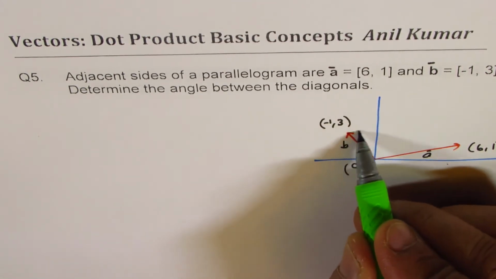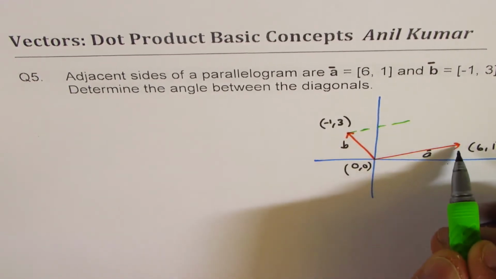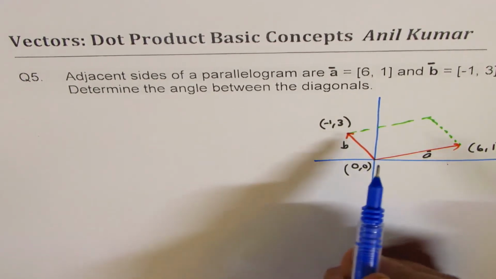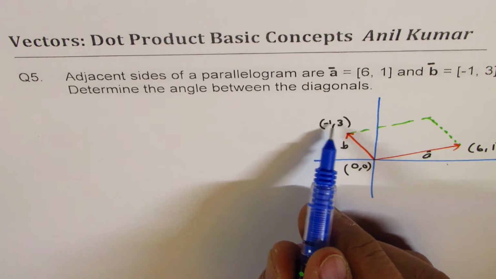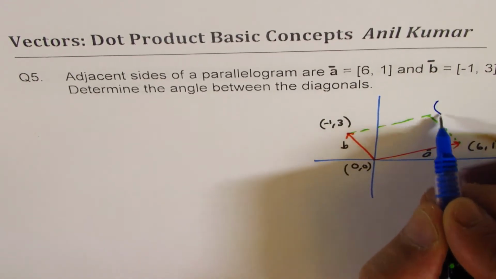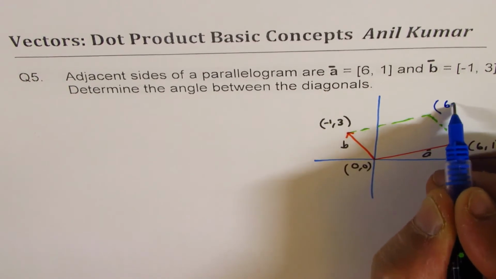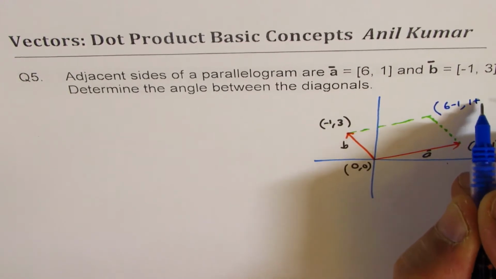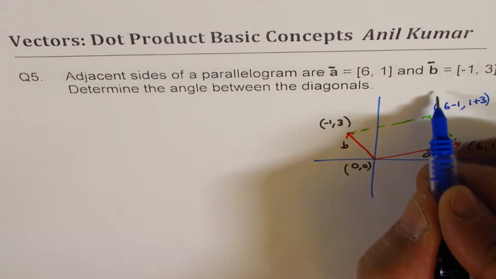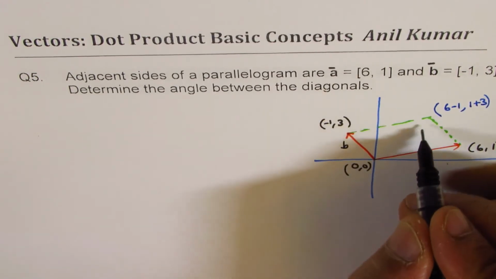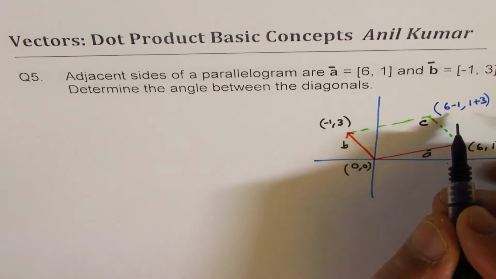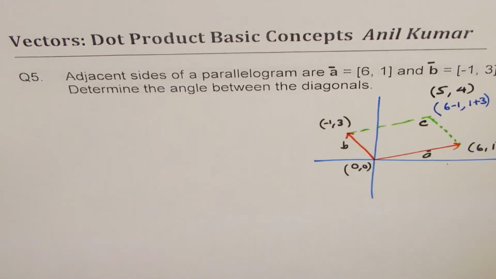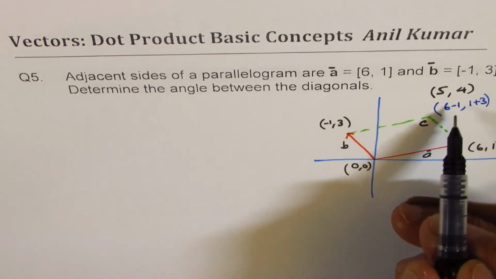We need to find one more, right? So we can just complete this parallelogram. As you can see from here, from 0, 0, we have to go minus 1, 3. That means we'll do minus 1 of 6, so 6 minus 1. And 0 to 3 means add 3, so we'll do 1 plus 3 to get this coordinate. So we get position C as 6 minus 1 is 5, 5, 4. Correct? So that becomes the coordinates of point C.